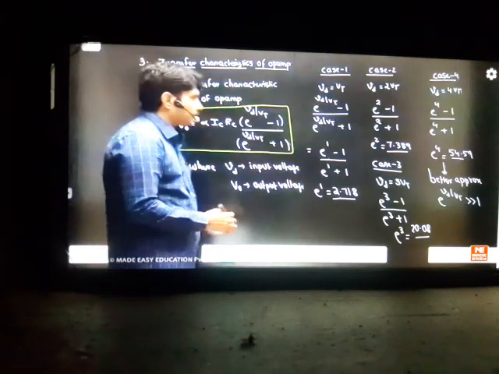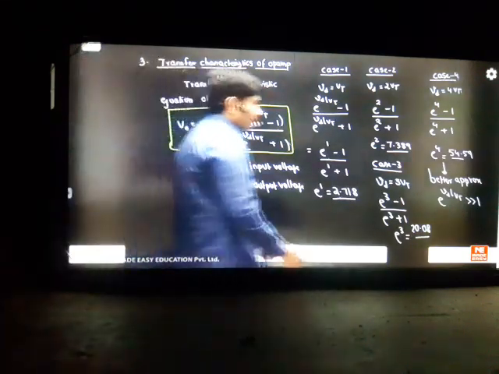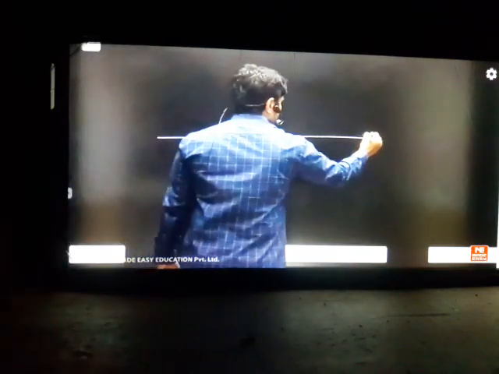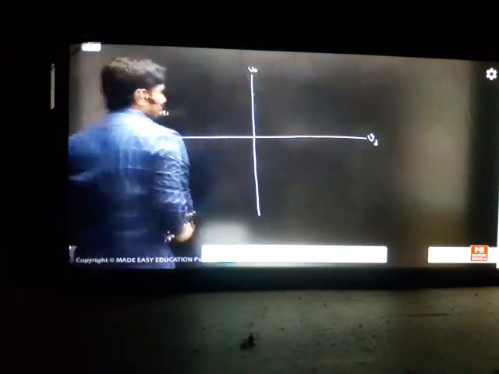So like that we'll start the analysis now. Okay, in the next slide we'll see the graph. So this is my graph. See the approximation, how we have done. This is your VD, and this is your V0. This is called the transfer characteristics.